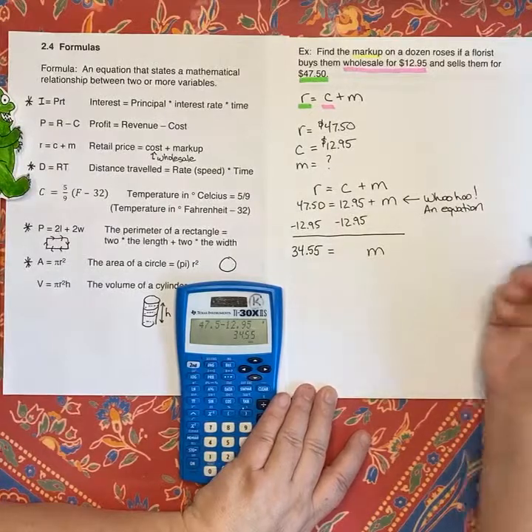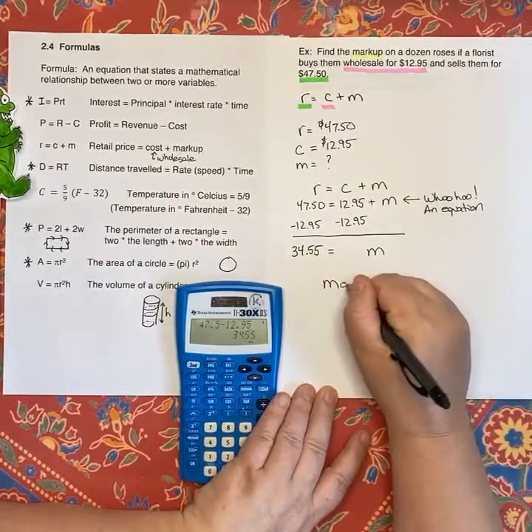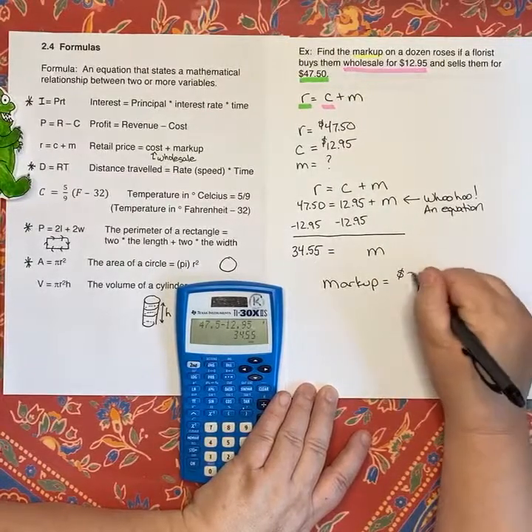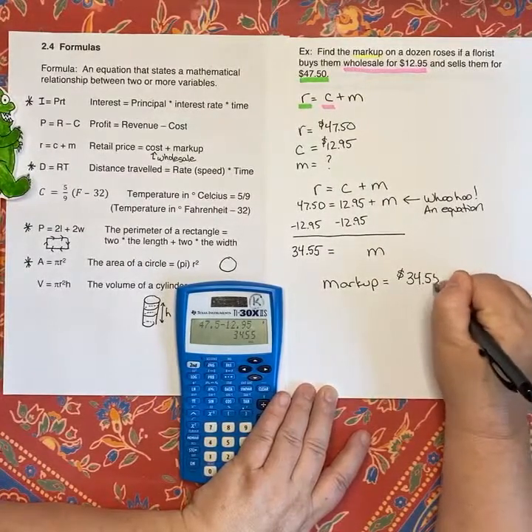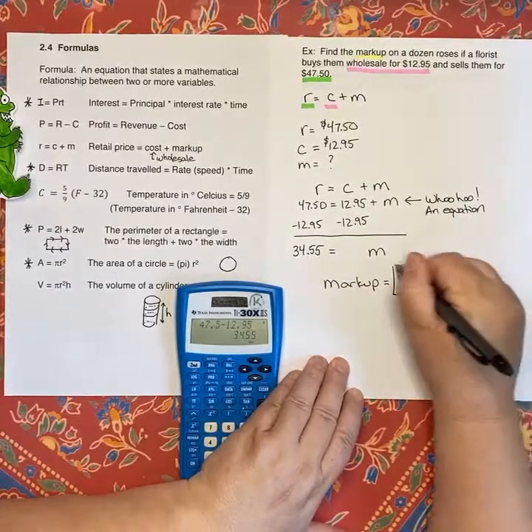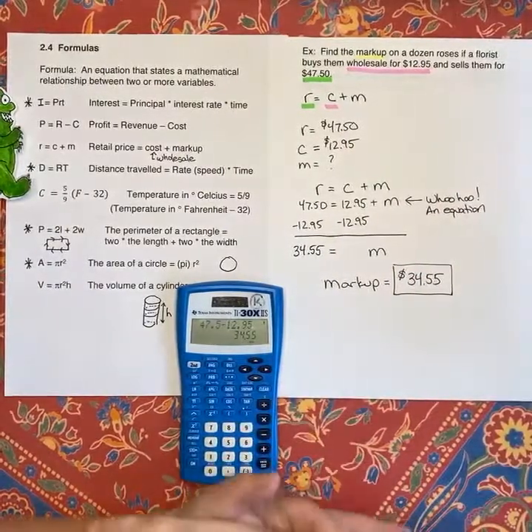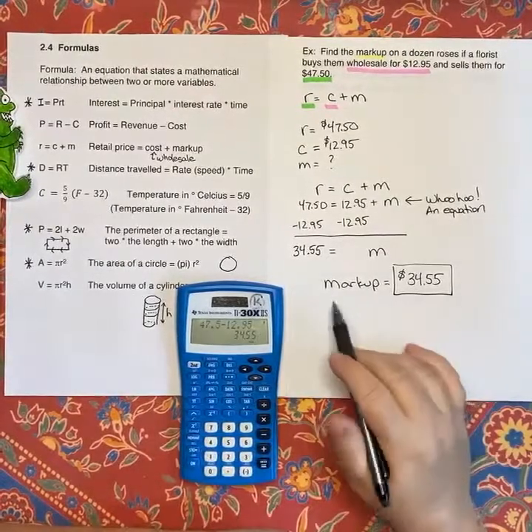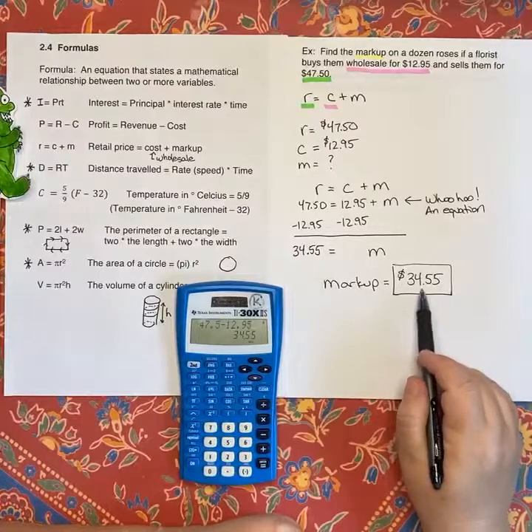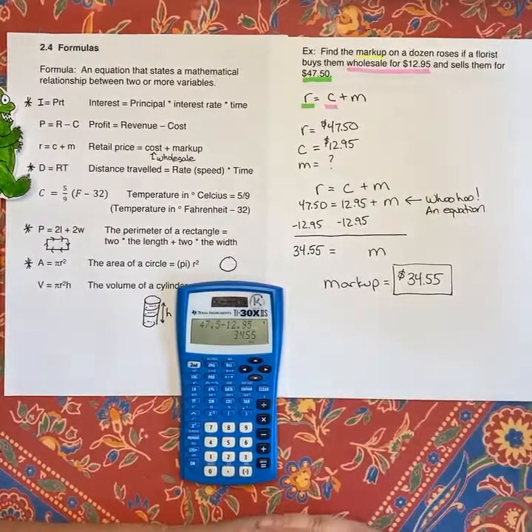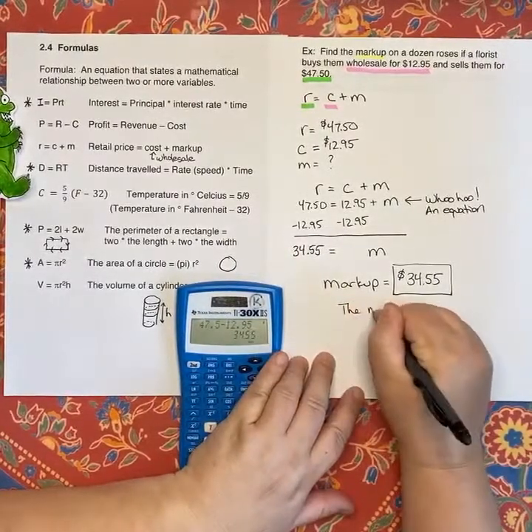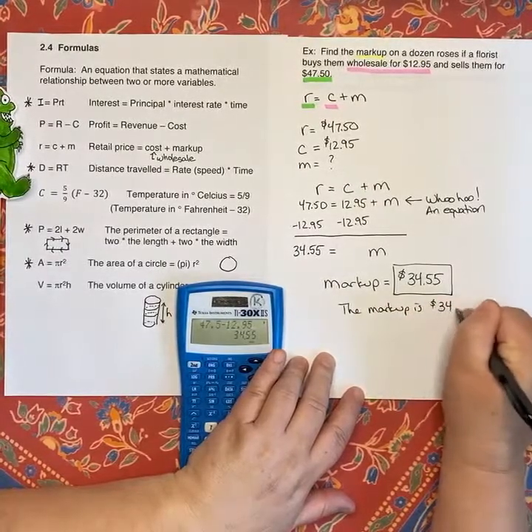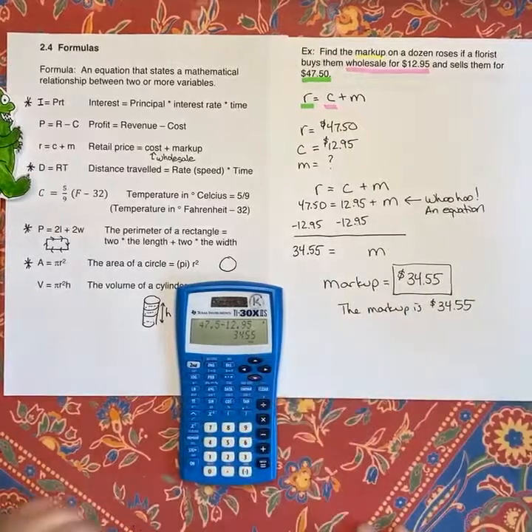So it looks like I'm done. My markup was equal to, and then remember the units, we're talking about dollars. So it's $34.55. And remember that for my class, I don't require sentences, but a lot of teachers do. So you would need to say the markup is $34.55, something like that. Okay, and there we go.